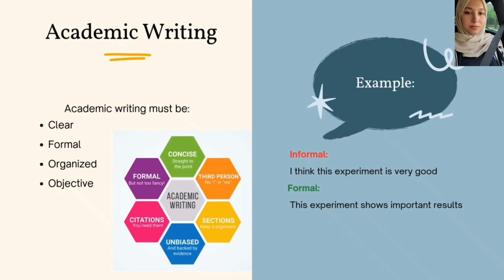For example, as an informal phrase, we have, "I think this experiment is very good." While as a formal phrase, we have, "This experiment shows important results." So the difference here is that informal language is normal language. However, formal language is scientific language. It is more objective, more professional. And remember, avoid using "I think," "very good," "a lot" in academic writing. Always focus on facts and results.